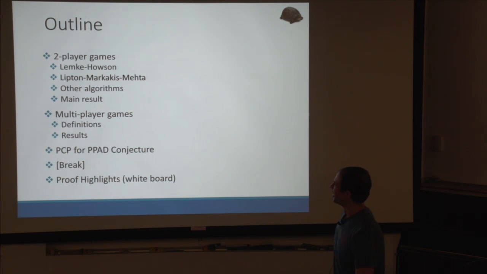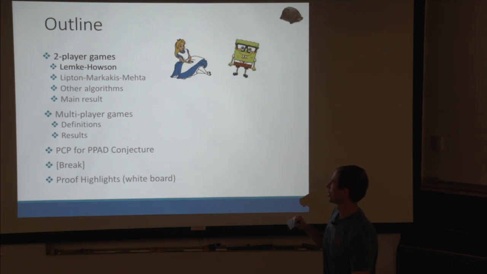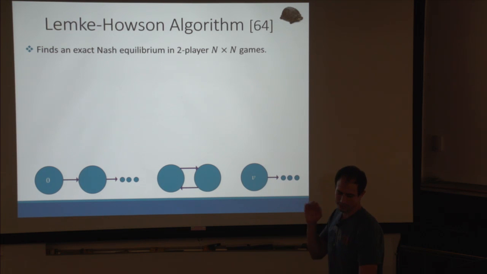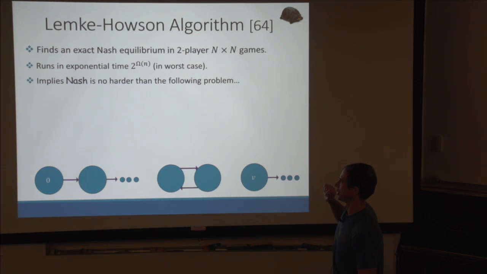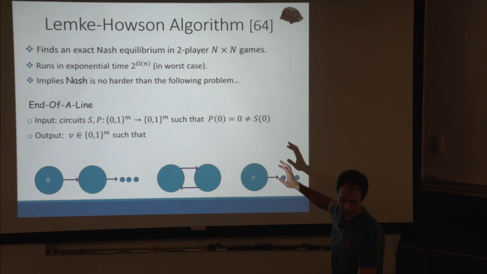So I'll tell you a little bit about algorithms, and you saw the theorem statement. I'll mention it again. For two-player games, we have the Lemke-Howson algorithm. It finds an exact Nash equilibrium in two-player n by n games. Its running time is, sorry, this should be capital N to the n in the worst case, and it means that Nash is no harder than this end of a line problem that we saw yesterday.